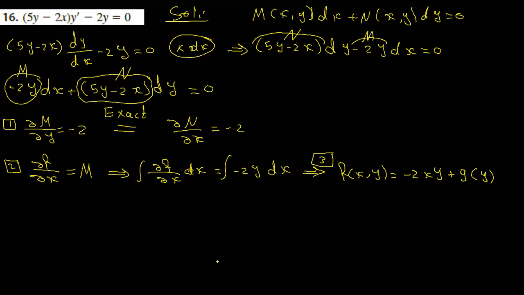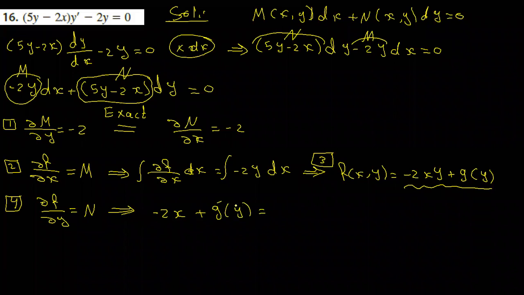Now, do you remember the fourth step? Can anyone help to write the fourth step? We need to find g(y). Yes, how to find g(y)? By finding the differentiation of the f, which I found in step 3, with respect to y, and let it be N. That will give me the partial derivative of this with respect to y, which is -2x plus g prime of y, equal to my N. Where is my N? This is my N, which is 5y minus 2x.